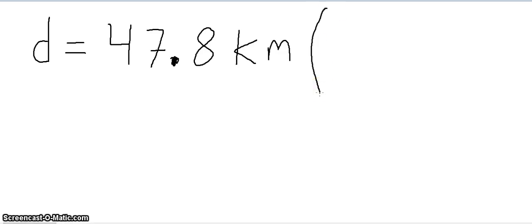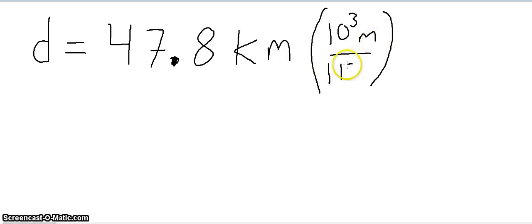So we always write it in a fraction, and we let the number guide us as to whether the denominator or the numerator has the kilometer and which one has the meter. We know that there are 1,000 meters in a kilometer, so instead of 1,000, I usually write 10 to the third, which is the same thing. 10 to the third meters is 1 kilometer. And of course the kilometers cancel, that's why we put the kilometers in the denominator here.